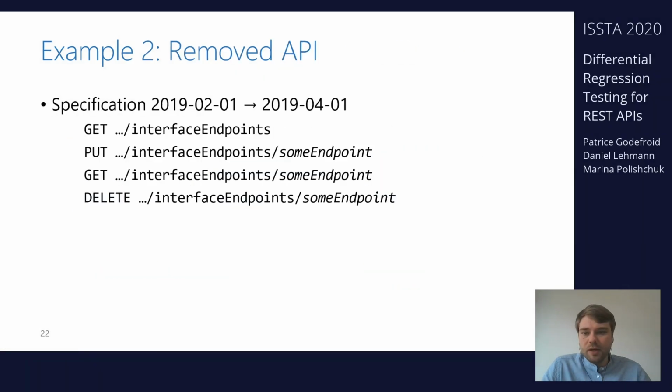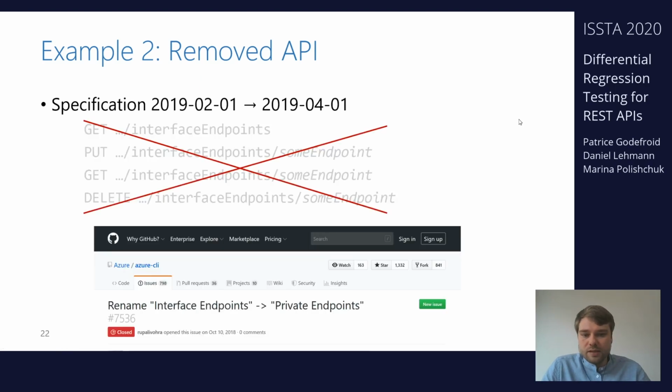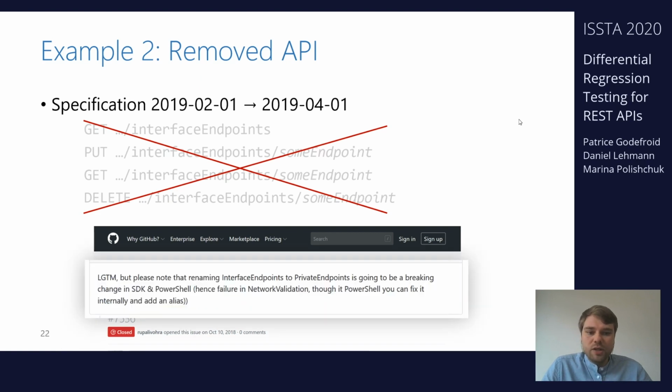The second example I want to show is, again, a specification regression. And what we see here is that some endpoints from an API were entirely removed, going from February to April 2019. And what we see is that somebody else also found this change, and actually it was a breaking change for them. So again, good that we can find this kind of regression.